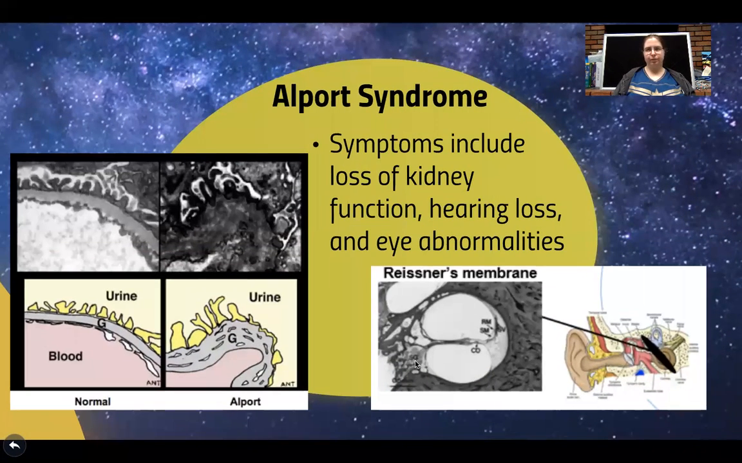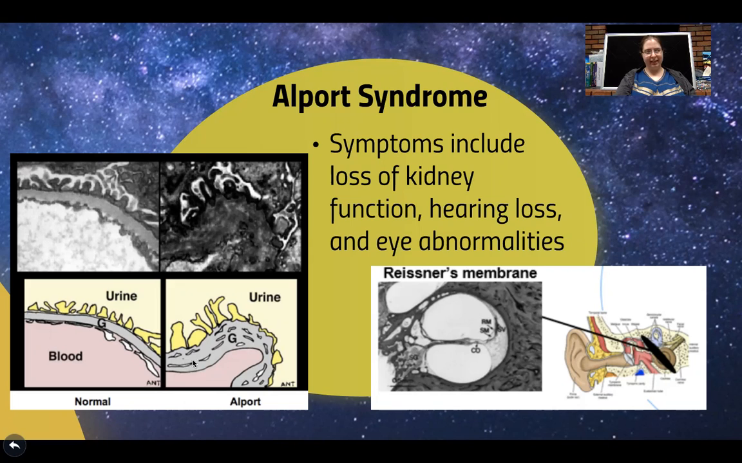So Alport syndrome. What this does is it affects how the collagen is made. It is a protein, and we have genes to make it. If you look here at the bottom left, within the kidneys, you have this layer of connective tissue within the blood vessels that separates the blood and the urine.